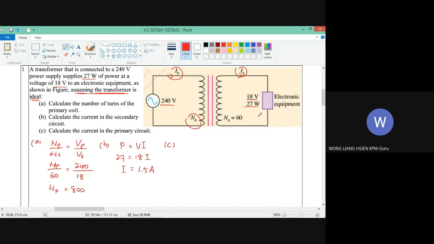So power on both sides is the same. If on this side the power is 27 watt, then on this side the power must also be 27 watt. Power equals voltage times current. The power is 27 watt, the voltage is 240 volt times the current. So the current will be 0.1125 ampere.